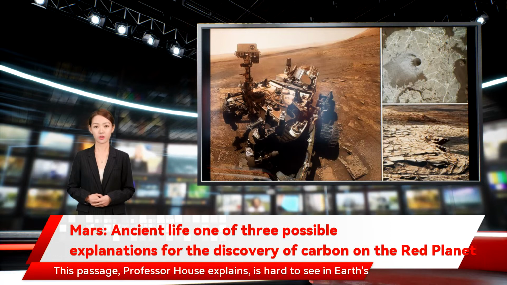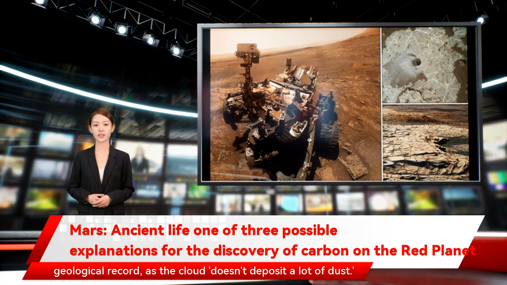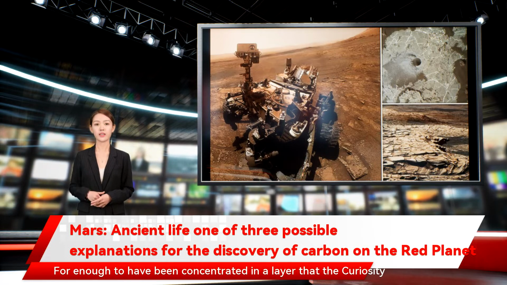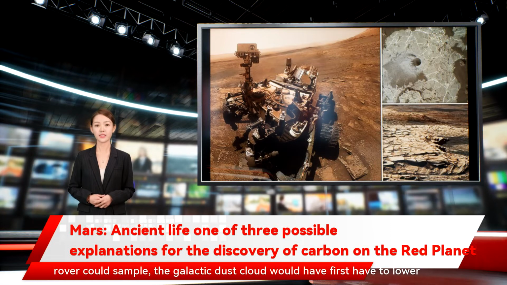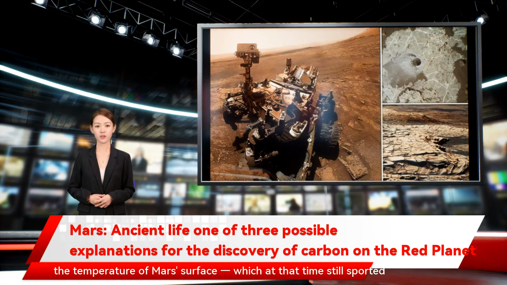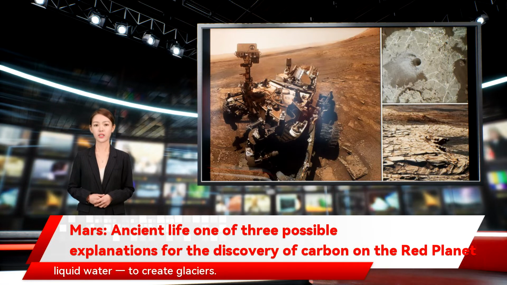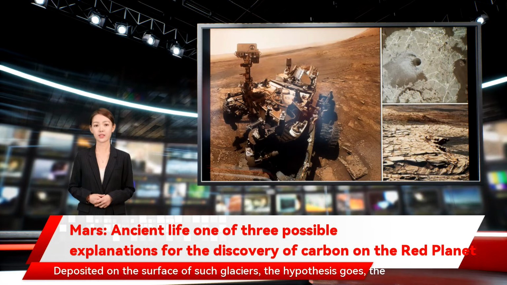This passage, Professor House explains, is hard to see in Earth's geological record, as the cloud doesn't deposit a lot of dust, not enough to have been concentrated in a layer that the Curiosity rover could sample. The galactic dust cloud would first have to lower the temperature of Mars' surface, which at that time still sported liquid water, to create glaciers, with dust deposited on the surface of such glaciers.